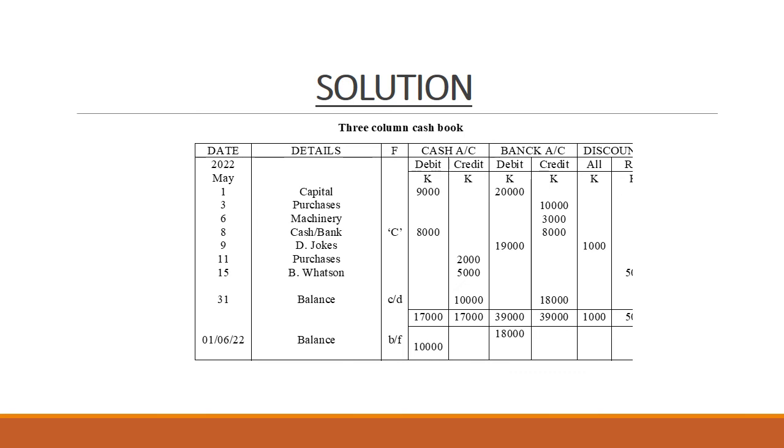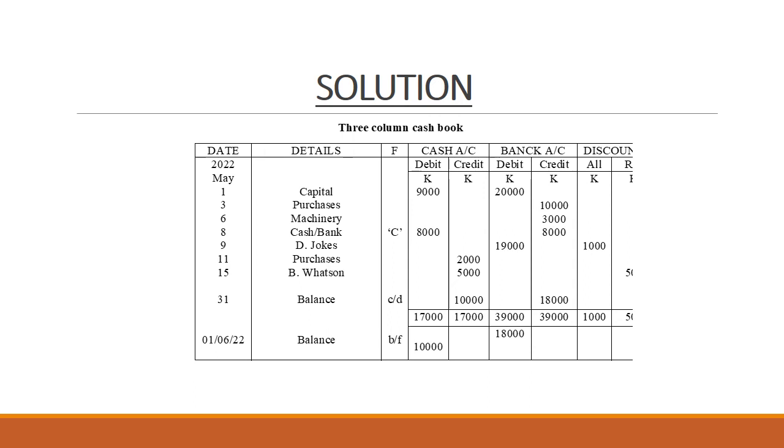Coming from the month of May, we had different receipts, and then we made a lot of payments. This money was spent. The total amount of money which was received was spent. Like here, we have bought goods, we paid B. Watson, and then we remained with 10,000 kwacha, which we are proceeding with in the month of June.